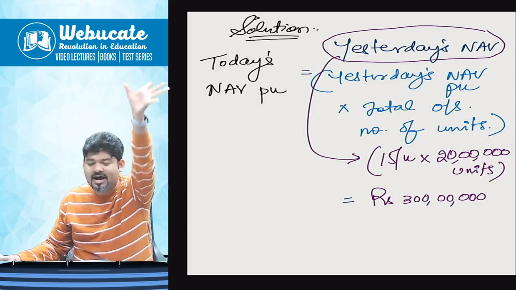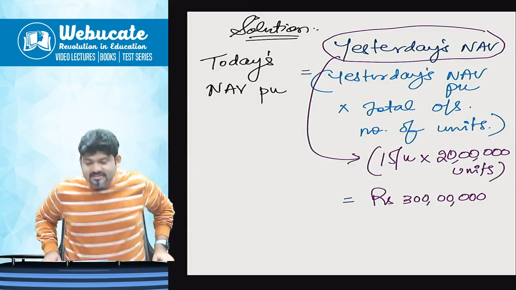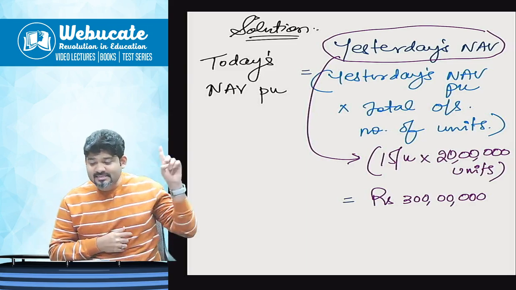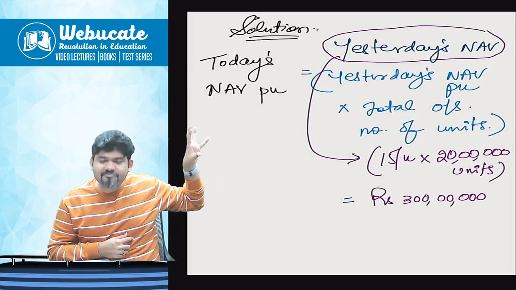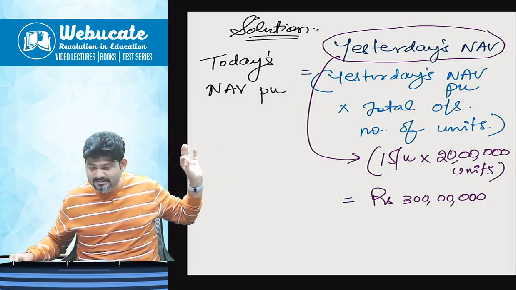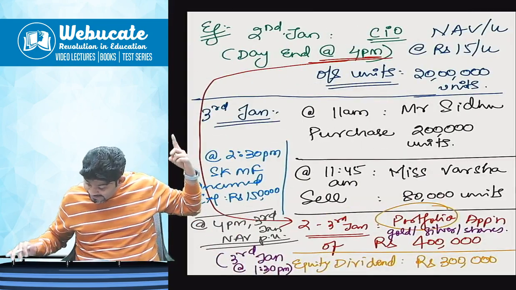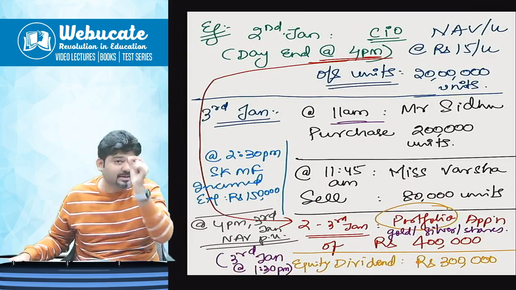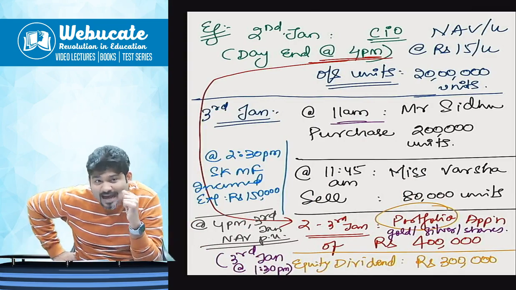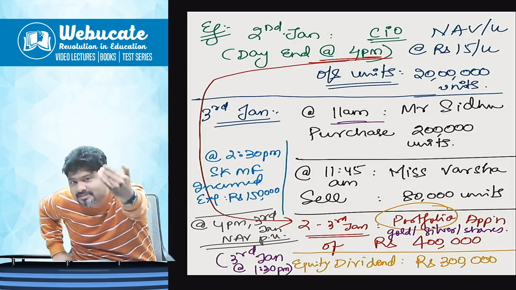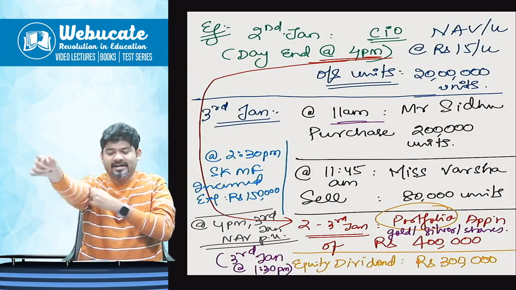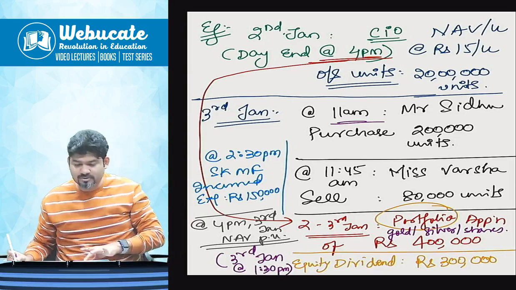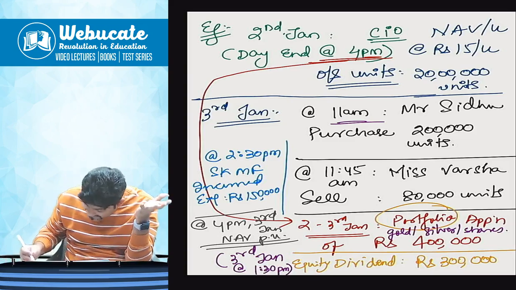Now suppose you are the CIO of this mutual fund company. Yesterday 4 p.m. the value of your mutual fund NAV was 300 lakhs. Now what is happening? Tick, 11 a.m. Mr. Sidhu comes to purchase 2 lakh units. My first question to you, at what price are you as a mutual fund going to sell the units to Mr. Sidhu? Please tell me, guys. Can I say at 15 per unit?